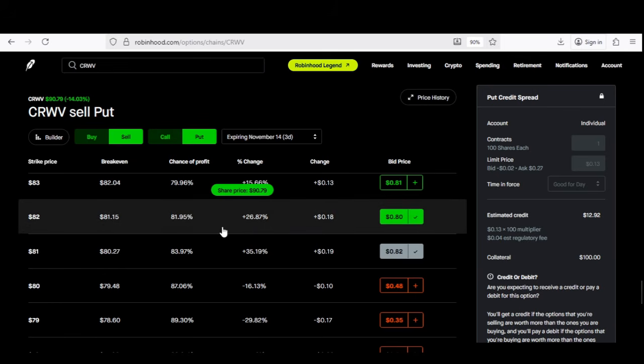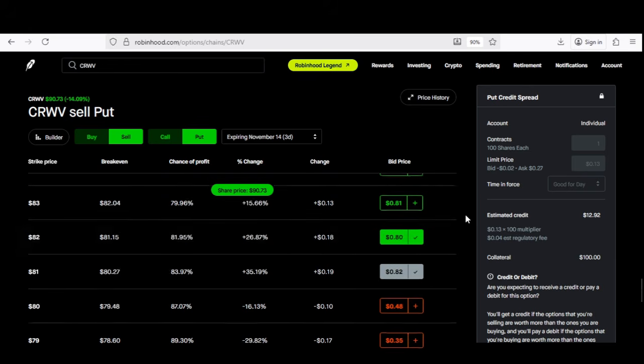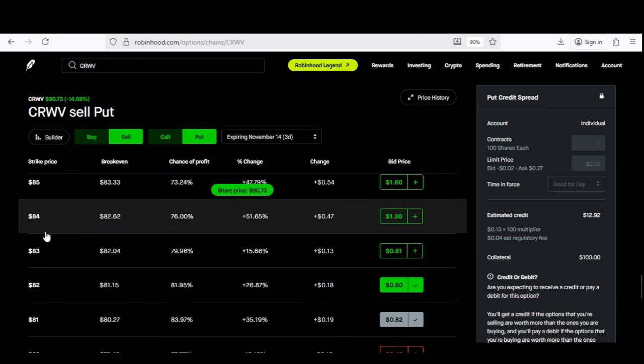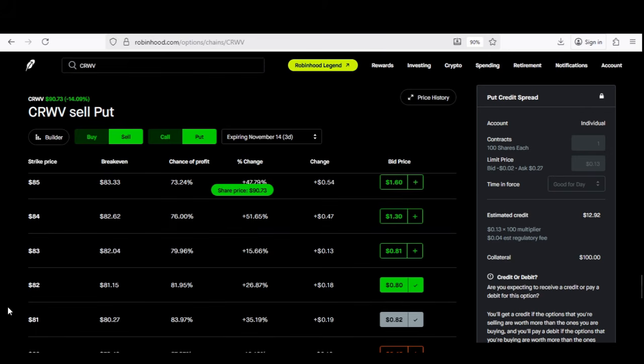But here's the next big thing that everyone misses. By going down and increasing your chance of profitability, you have increased the odds of the trade going in your favor, because now it's a lot harder for CoreWeave to hit the $82 strike price than it was to hit the 76% strike price. Let's go back up to it, which is going to be the $84 here. So CoreWeave needs to go past the $84 here to go all the way down to $81. So you have increased the chance of this trade going in your favor.